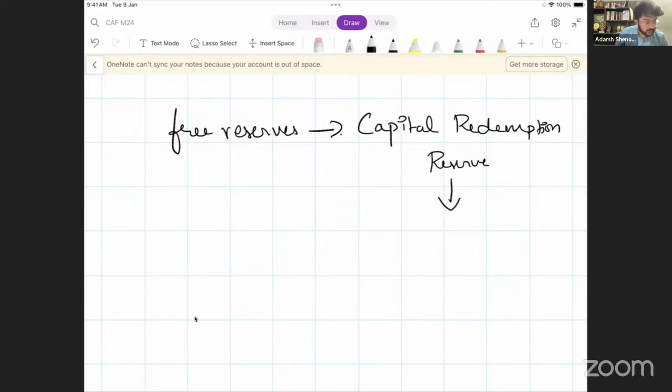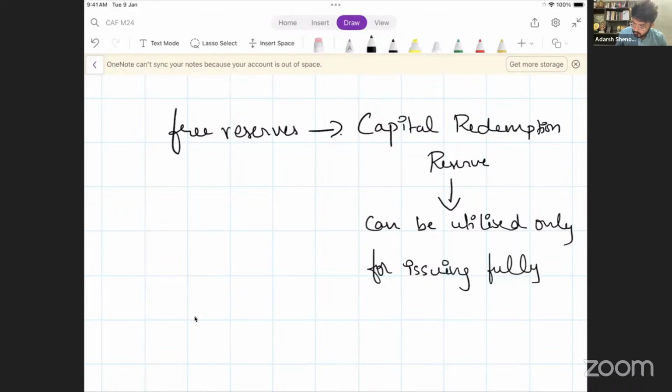Like that you can use the free reserves and you can create capital redemption reserve. What is this capital redemption reserve? Capital redemption reserve is a reserve which can be used only for issuing fully paid bonus shares. It can be used for only one purpose. It can be utilized for issuing fully paid bonus shares.